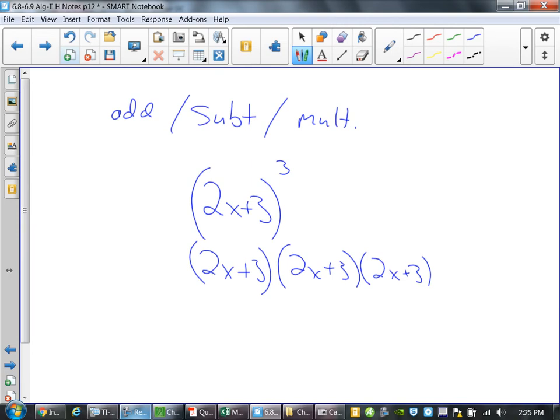When you're doing that, do you multiply out the first two and then the third? It doesn't matter which you do first. But you can't do 2x times 2x times 2x at once, it would just be 4. You FOIL two of them at a time. FOIL. Okay.